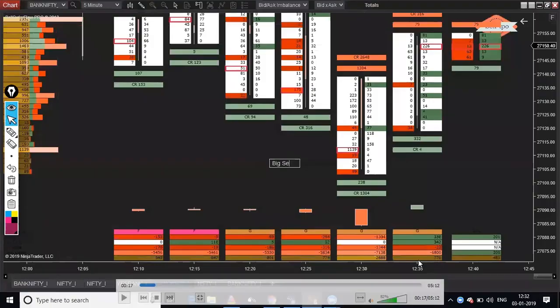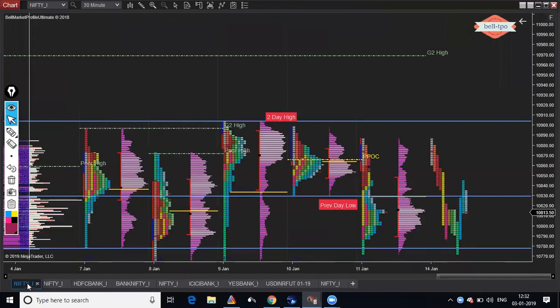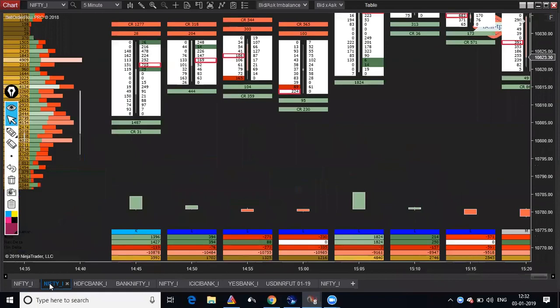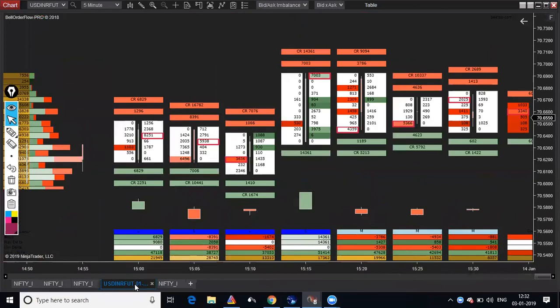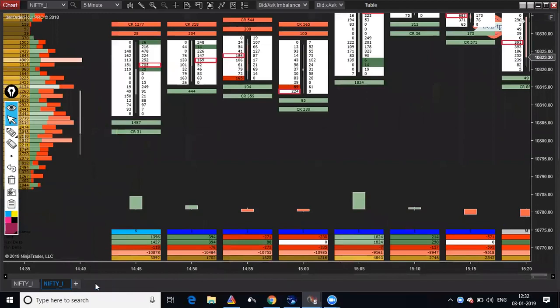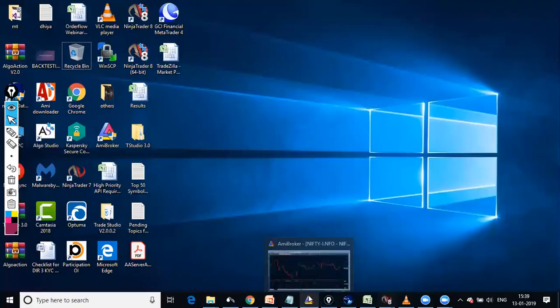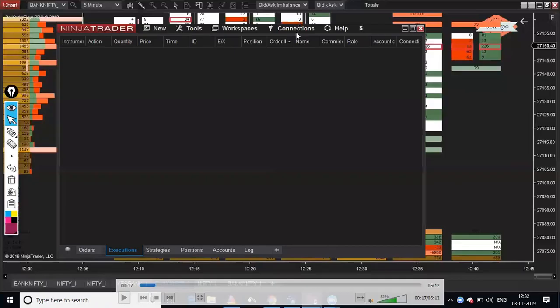It's better to close all the other charts. Keep only what is necessary. Maybe I'm going to keep Nifty, Nifty profile charts and Nifty order flow. This time, other things I'm going to close. I'm going to close everything. And I'm going to go to playback connection.